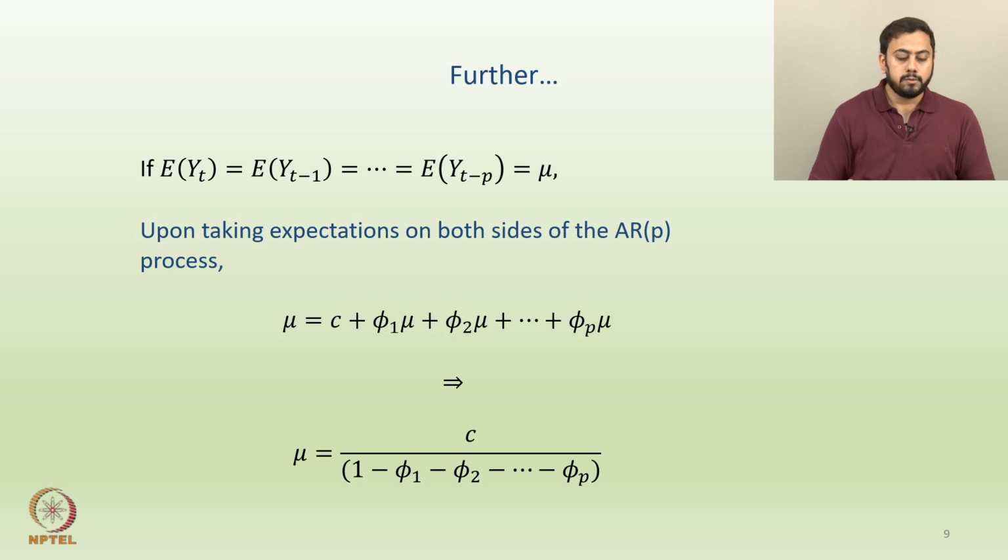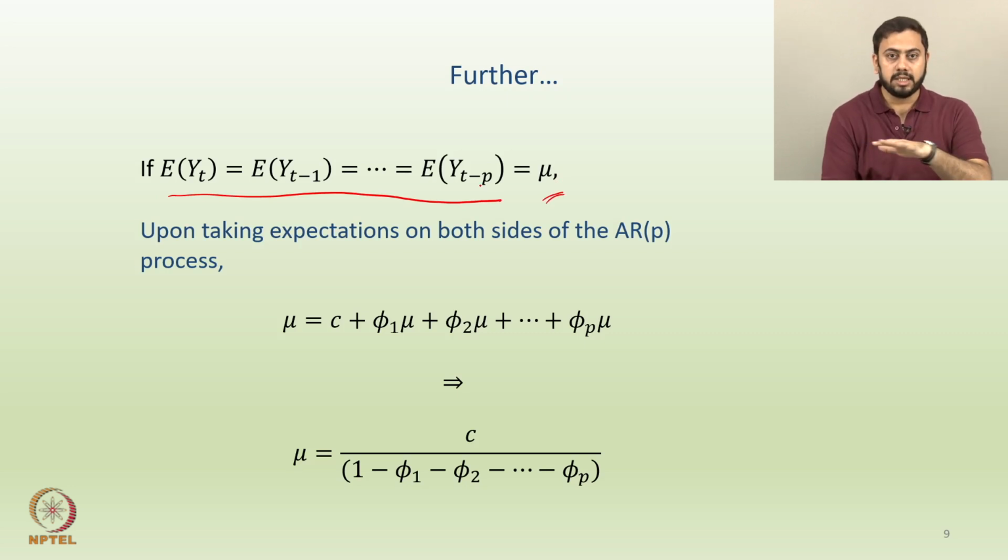Now, if you further assume that the mean throughout is a constant, mu, so the expectation of yt is the same as the expectation of yt minus 1, the same as the expectation of yt minus 2, and so on up to the expectation of yt minus p, which is nothing but some constant mean, mu.